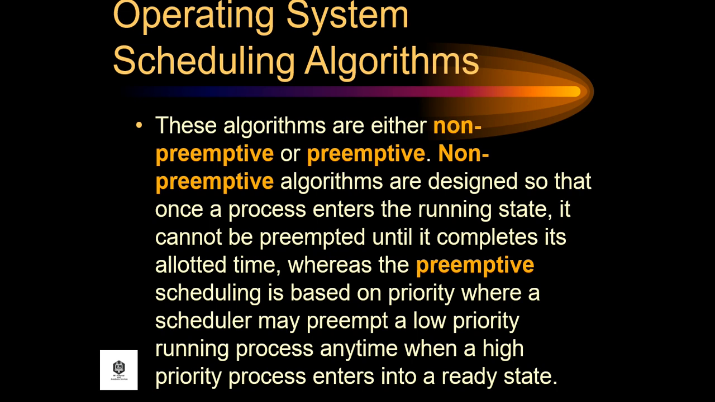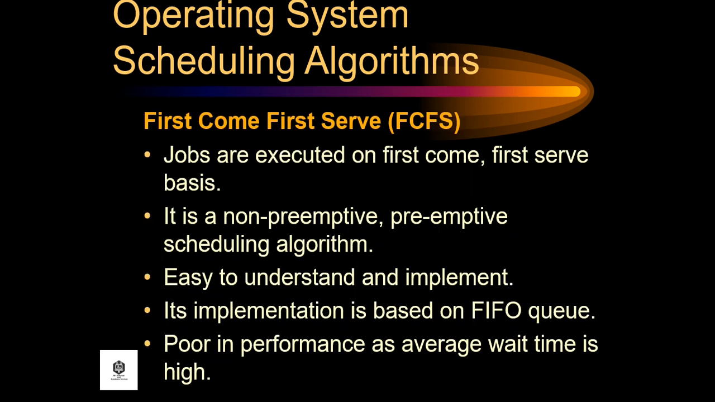These algorithms are either non-preemptive or preemptive. Non-preemptive algorithms are designed so that once a process enters the running state, it cannot be preempted until it completes its allotted time. Whereas preemptive scheduling is based on priority, where a scheduler may preempt a low priority running process anytime when a high priority process enters into a ready state.